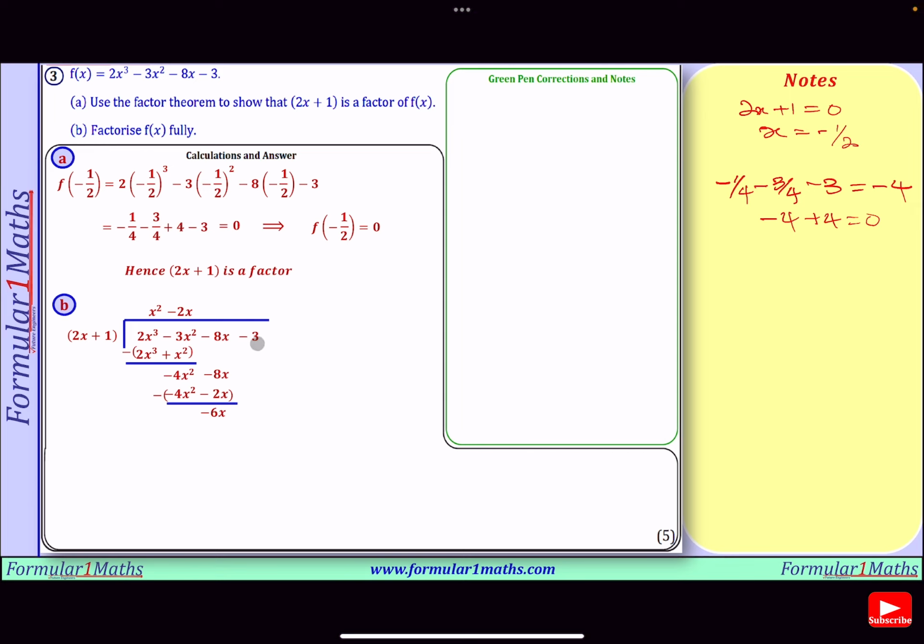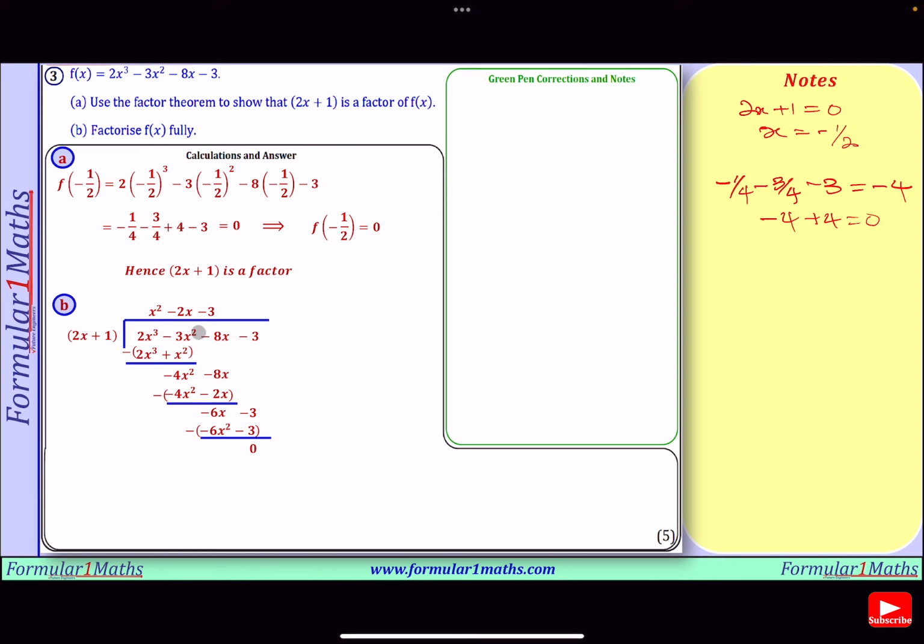Then again, I bring the minus 3 down here to get minus 6x minus 3. Then I find a value here again, which will multiply by 2x to give minus 6x. And that will be minus 3. So minus 3 times 2x is minus 6x. And minus 3 times 1 is minus 3. If I do my subtraction, I'll get 0. And that is because 2x plus 1 is a factor of f of x.